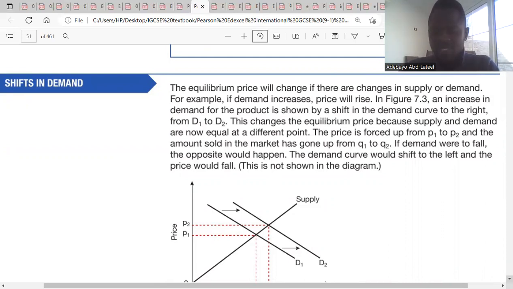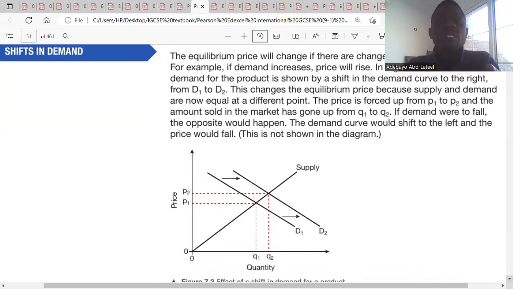Are you with me? An increase in the quantity demanded of a product will definitely increase the price of such products. So that means the demand curve will shift rightward from D1 to D2, indicating that there's an increase in the quantity demanded in the market. At the same time, the price of the product will move upward from P1 to P2, and the quantity in the market would also have increased from Q1 to Q2, meaning that there's a new equilibrium. Do you understand what we're talking about here?